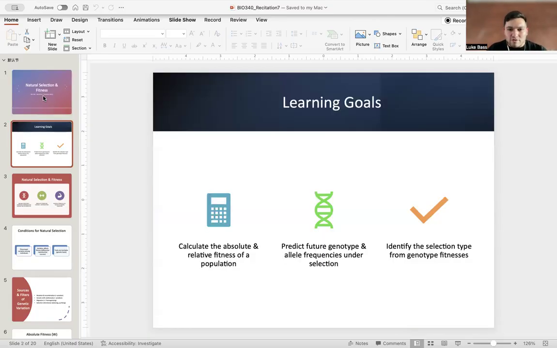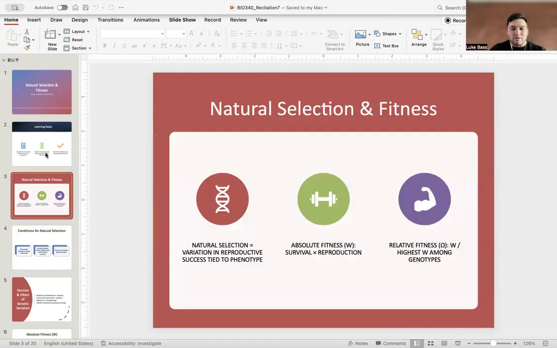So the learning goals for this recitation are to calculate the absolute and relative fitness of a population, to predict future genotypes and allele frequencies under selection, and to identify the selection type from genotype fitness. So we're looking at allele frequencies through the lens of different variables, the first of which is natural selection and fitness.